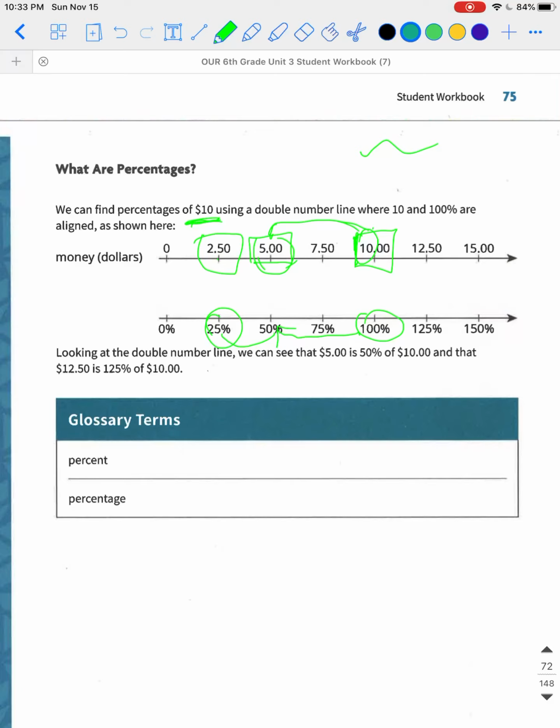Now let's say you had $10 and we decided that with your $10, I'm going to give you 50% more. Well, I know that 50% is $5. Well, 50% more would be $10 plus 50% more, which is $5. You would jump to $15.